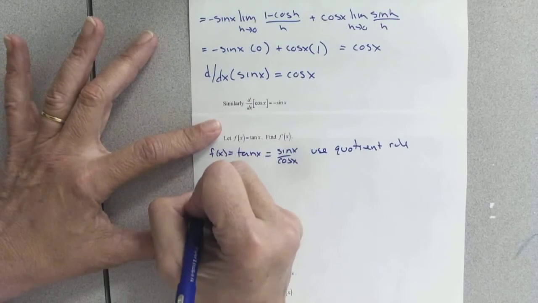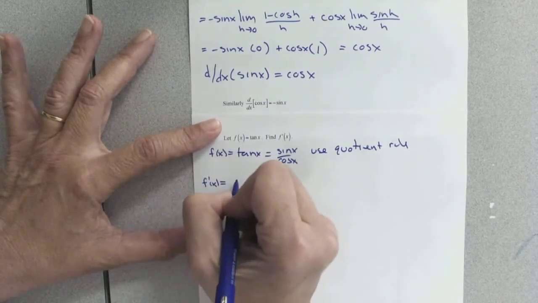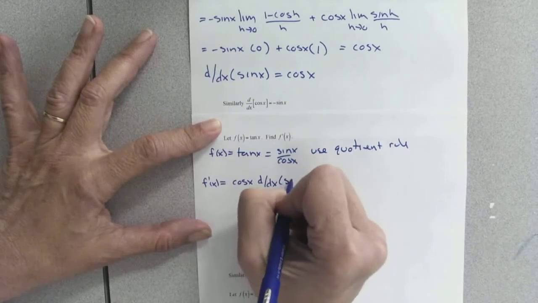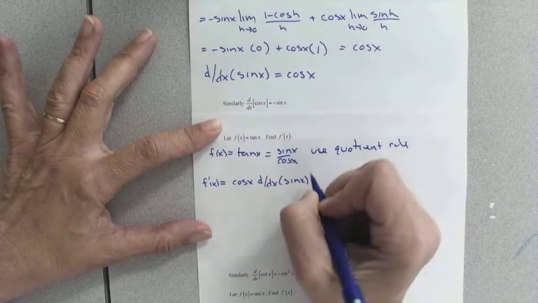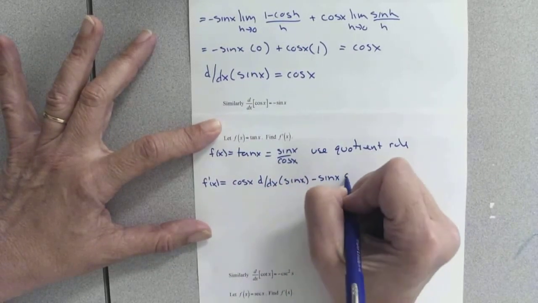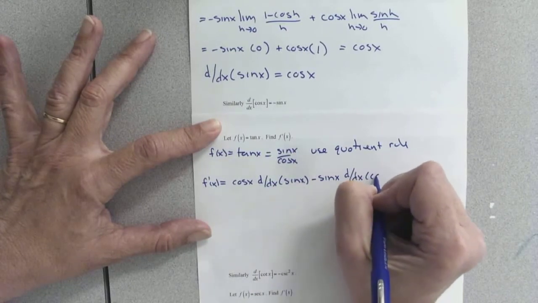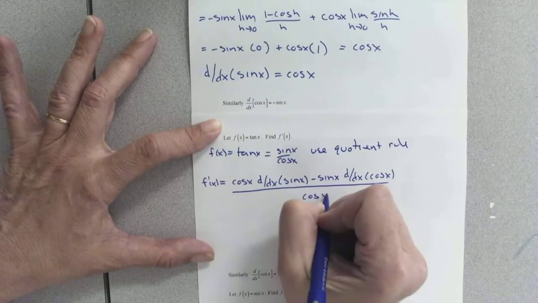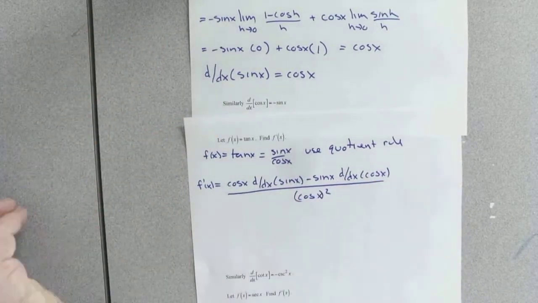So using the quotient rule: plain denominator, derivative of the numerator, minus plain numerator, derivative of the denominator, all over the plain denominator squared.